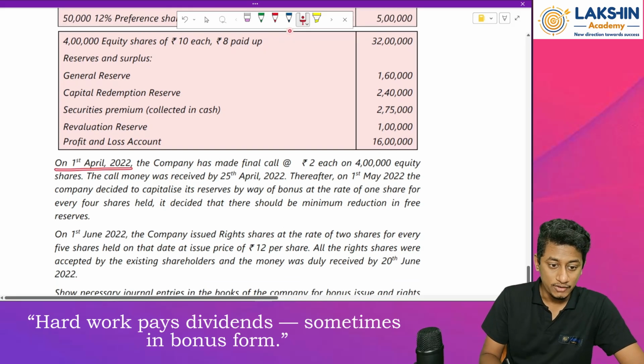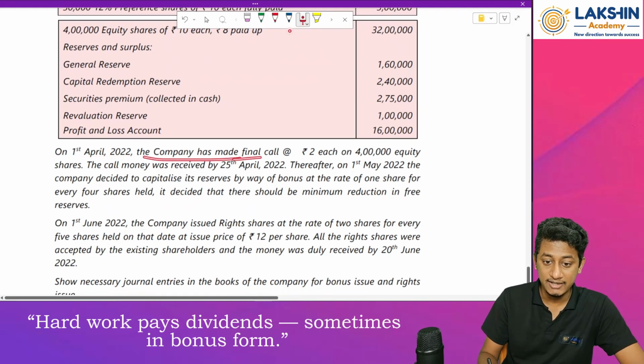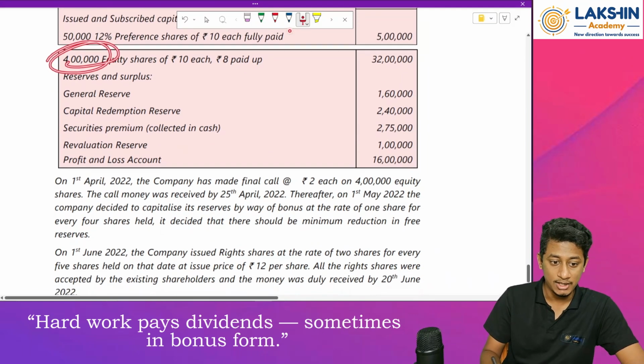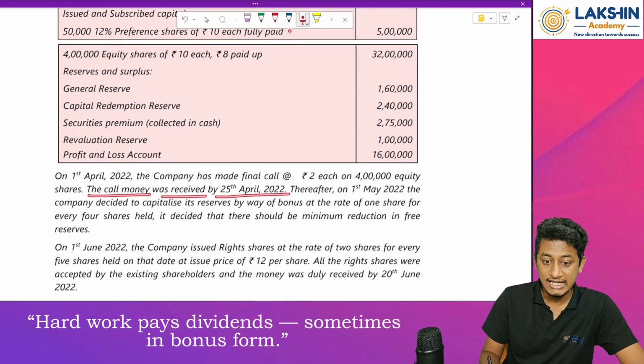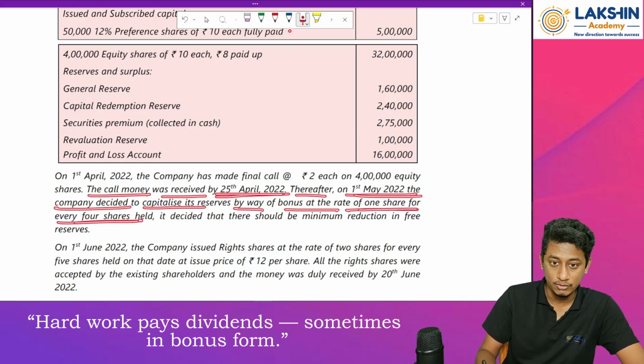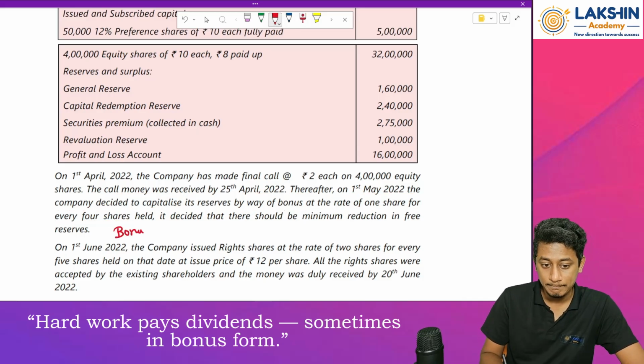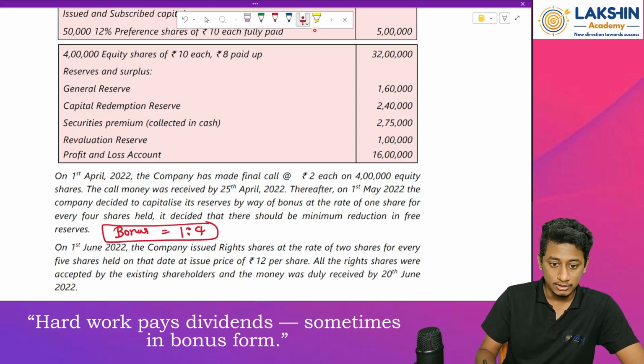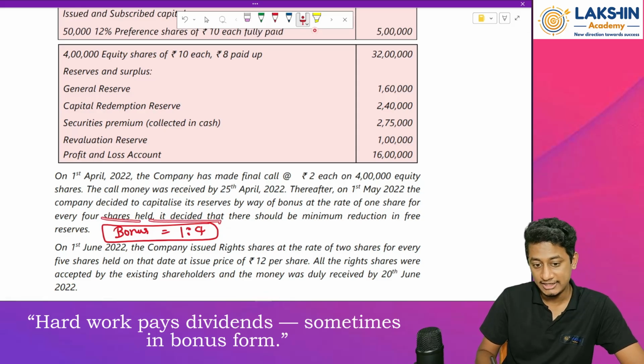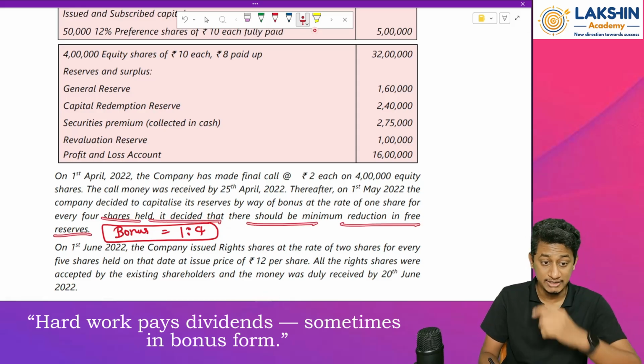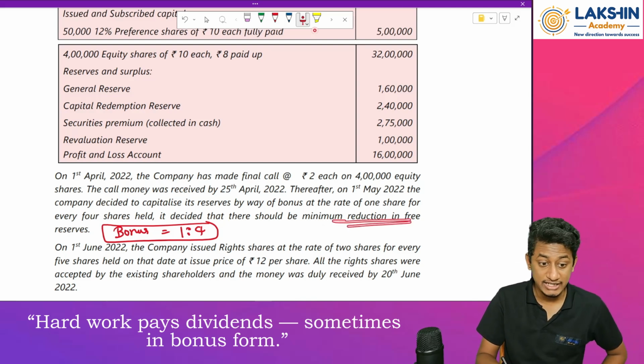Let's see. On 1st of April 2022, the company made a final call at rupees 2 each on 4 lakh equity shares. On these equity shares, the call money was received by 25th of April. Thereafter, on 1st May 2022, the company decided to capitalize its reserves by way of bonus at the rate of 1 share for every 4 shares held. So what is the bonus ratio? Bonus ratio is 1:4. It decided that there should be a minimum reduction in the free reserves. What is the free reserve?